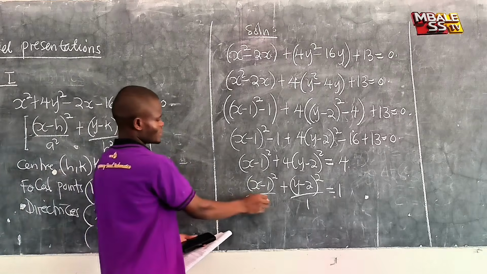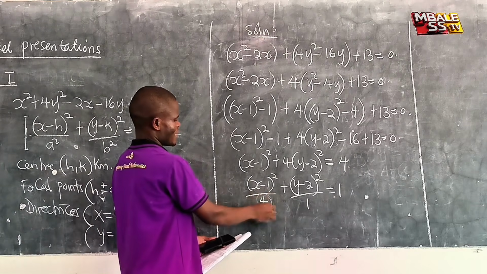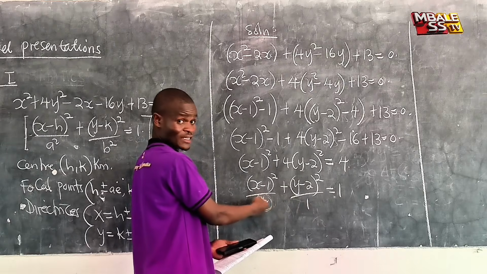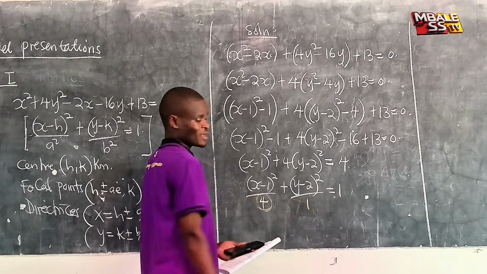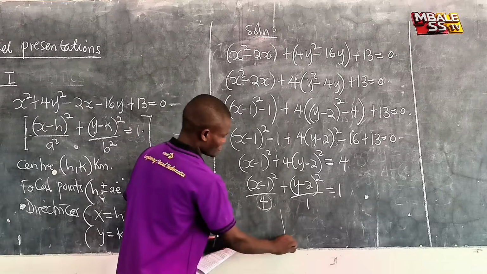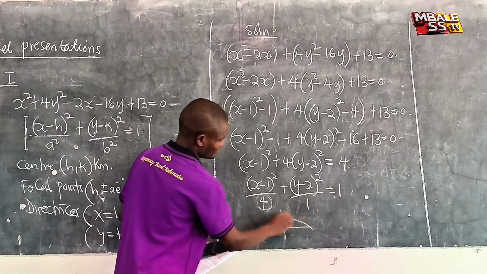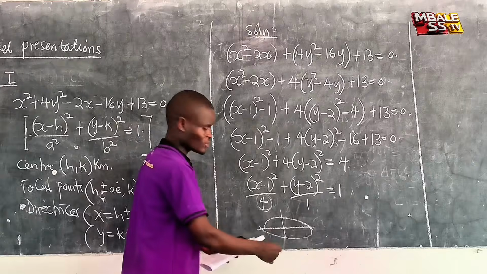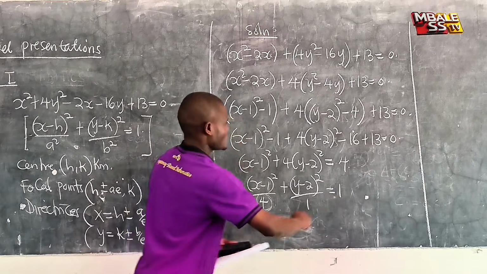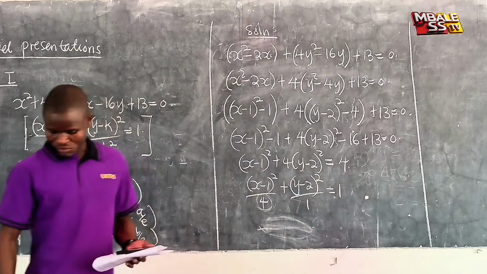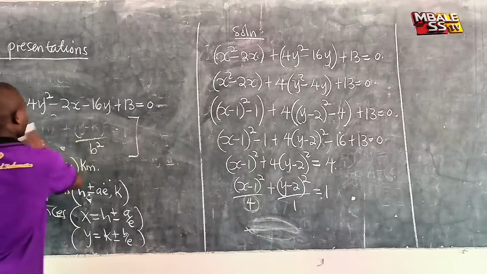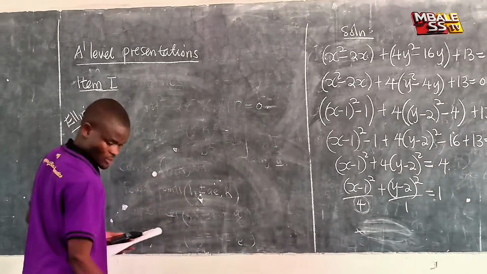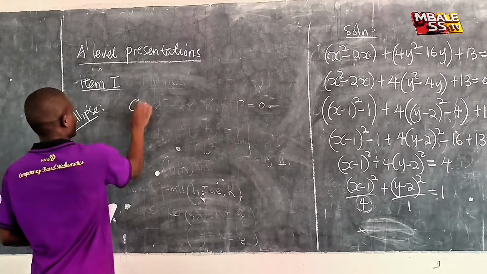Now, since the denominator here, a squared, is bigger than b squared, this one is called a horizontal ellipse. A horizontal ellipse extends more along the horizontal axis. So for this matter, we are going to have the center.